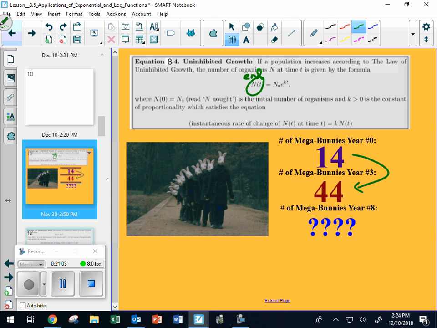N sub 0 is kind of like our starting height. Do you remember the sub 0 was the one that was your initial height kind of thing? Well, this is our starting number. That was end, this is start. Then e, which we've already discussed, is 2.7. Then there's k times t. k is the weirdest thing. k is just a constant. And then t is the time, gentlemen.